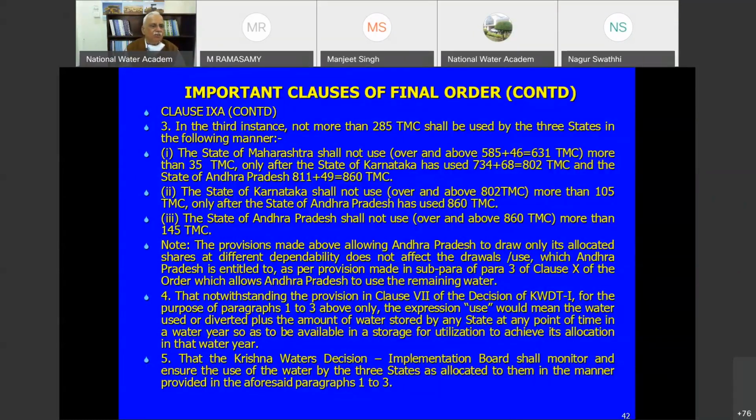In the third instance, not more than 280 TMC shall be used by the three states in the following manner. The state of Maharashtra shall not use over and above 30 TMC more than 35 TMC, only after the state of Karnataka has used 802 TMC and the state of Andhra Pradesh has used 860 TMC. The state of Karnataka shall not use over and above 802 TMC more than 105 TMC, only after the state of Andhra Pradesh has used 860 TMC. The state of Andhra Pradesh shall not use over and above 860 TMC more than 145 TMC.